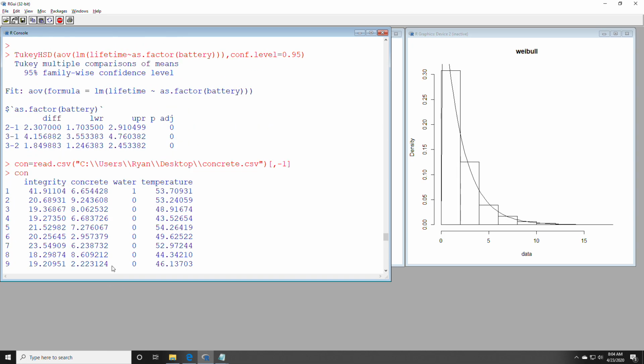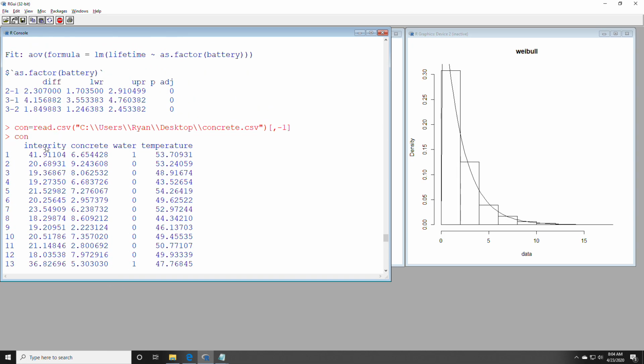Okay, so what these are, this is the integrity, basically an integrity score of some concrete foundation, right? The higher, the stronger it is. This is the thickness of the concrete, in some units. This is water. A 1 indicates that water was added to the concrete. A 0 indicates that water was not added to the concrete. And temperature is just simply the ambient temperature where this concrete foundation is laid.